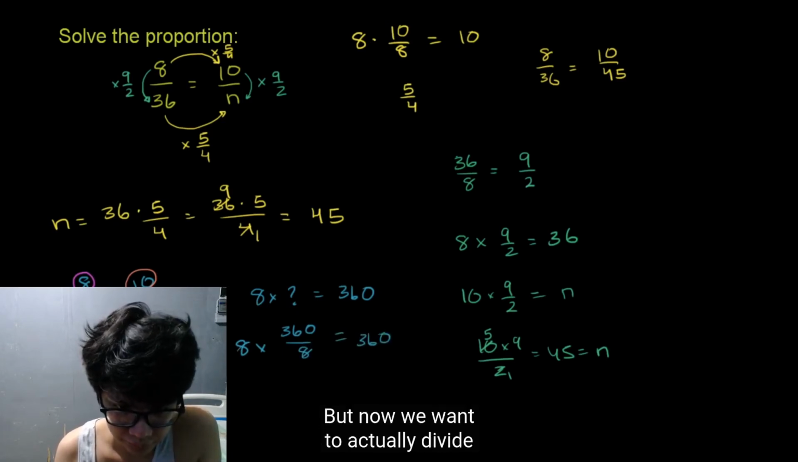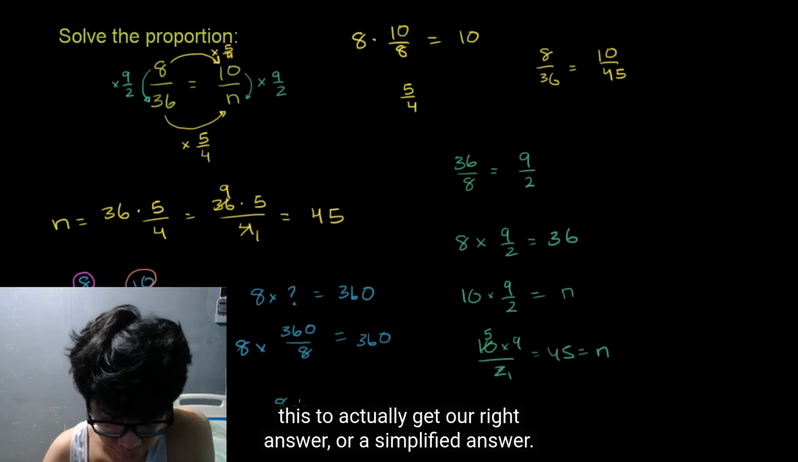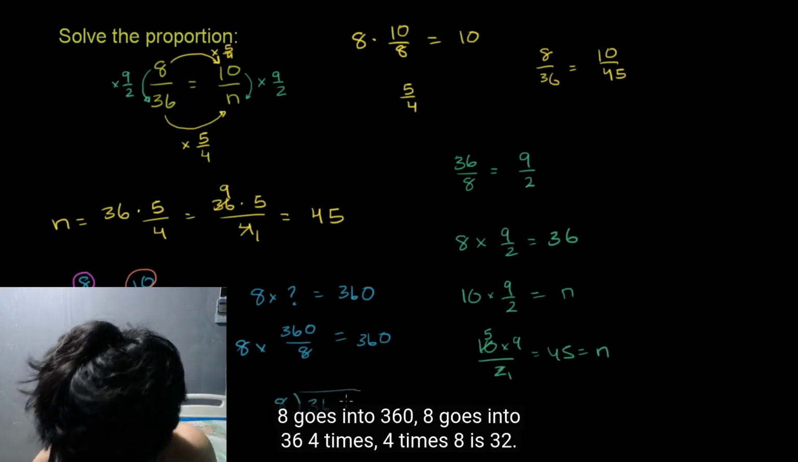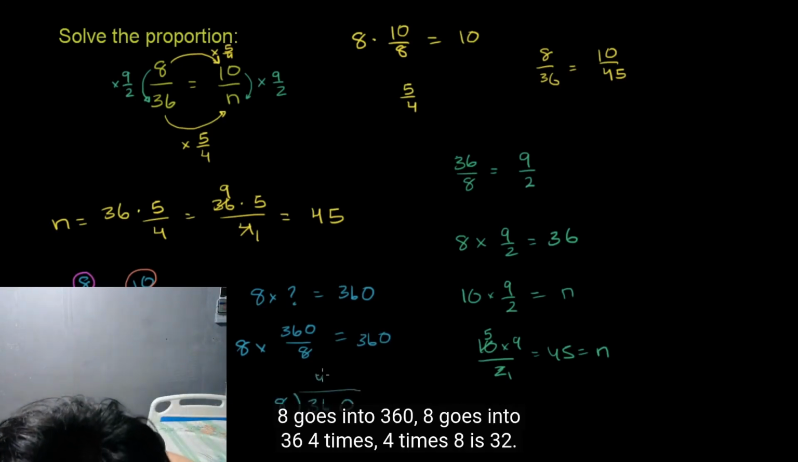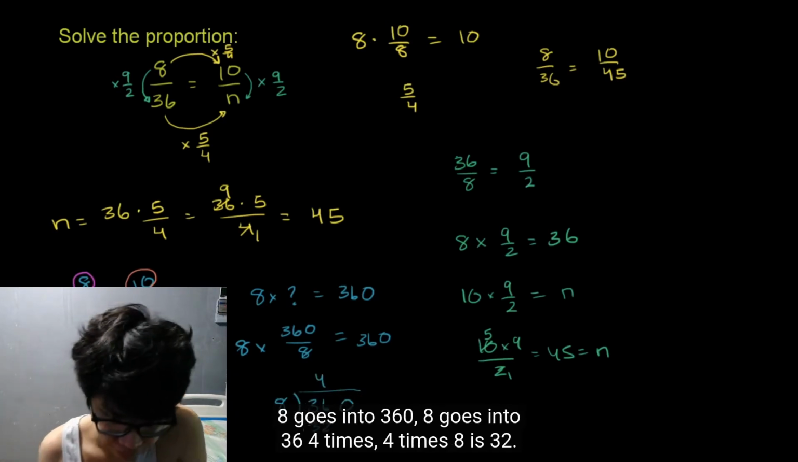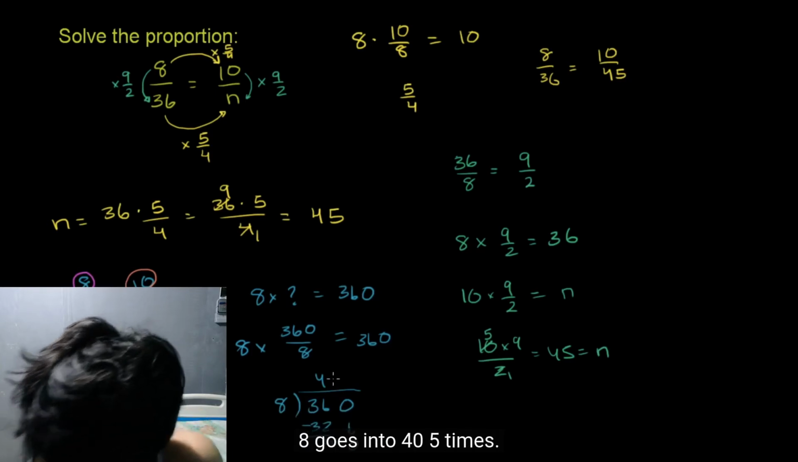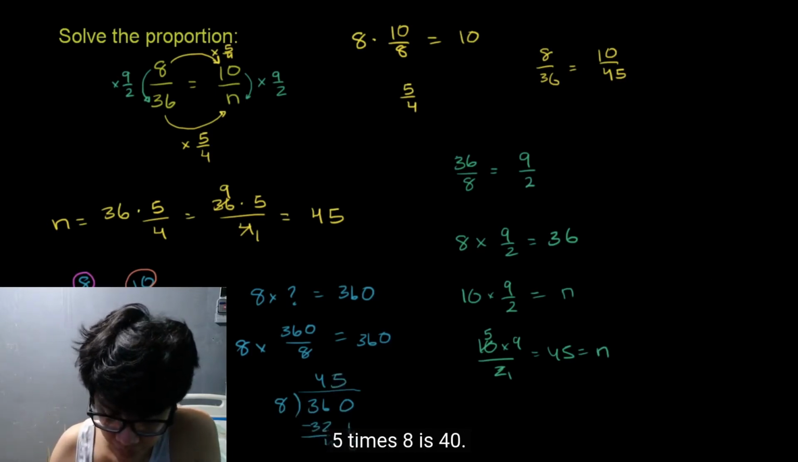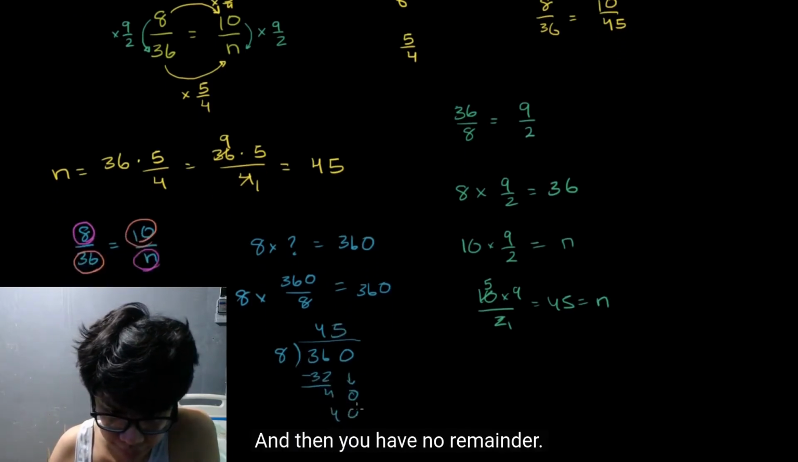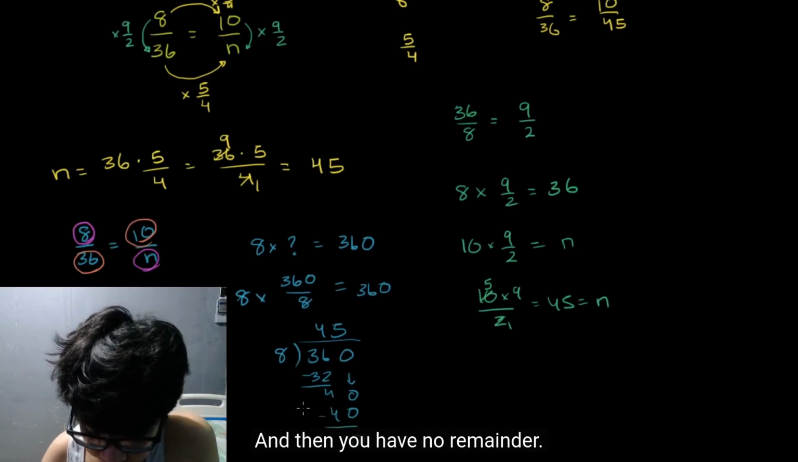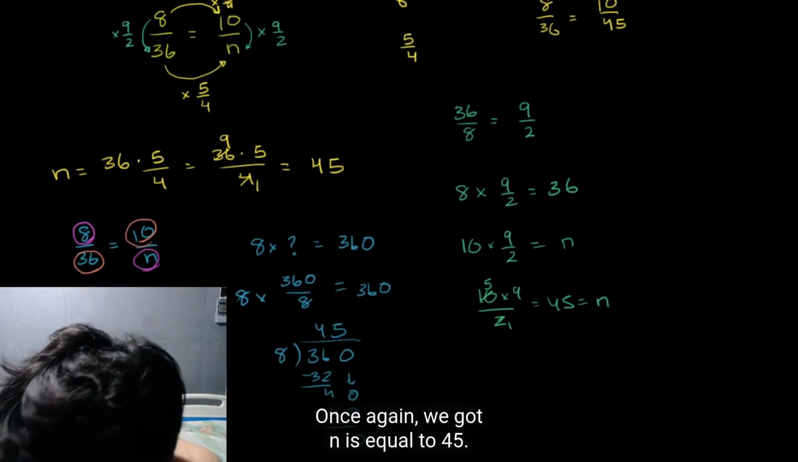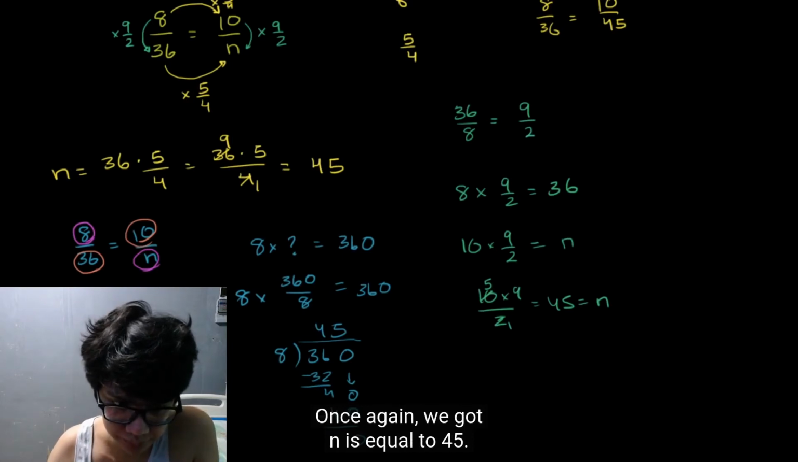But now we want to actually divide this, so that we get our right answer, or a simplified answer. 8 goes into 360. 8 goes into 36 4 times. 4 times 8 is 32. You have a remainder of 4. Bring down the 0. 8 goes into 40 5 times. 5 times 8 is 40, and then you have no remainder. And you're done. Once again, we got n is equal to 45.